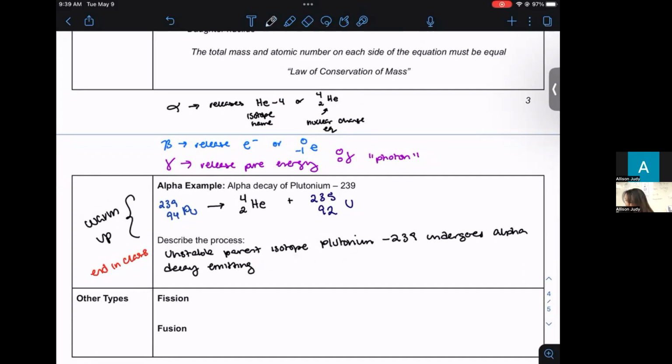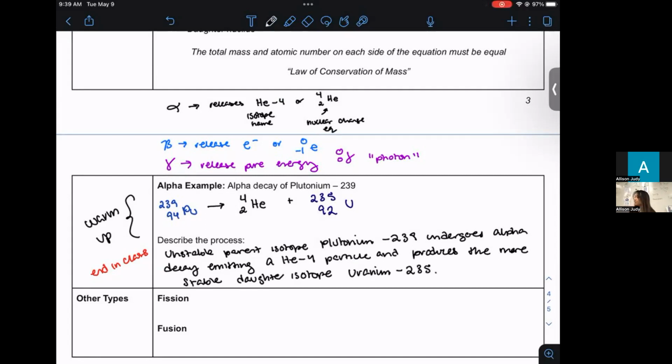Hold on. A helium-4 particle, and produces the more stable daughter isotope of the new element, uranium-235. As you can see, it's kind of nicer to write out the equation than it is to write out the process, but you should be able to interpret what that equation is telling you.